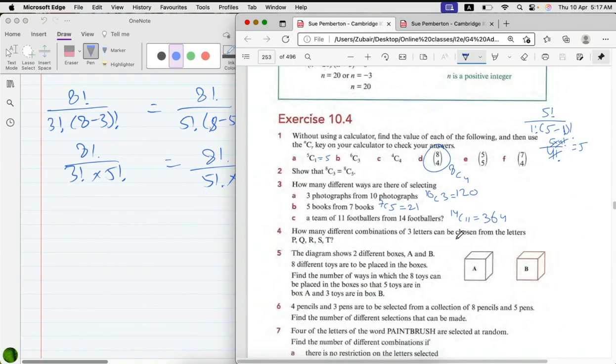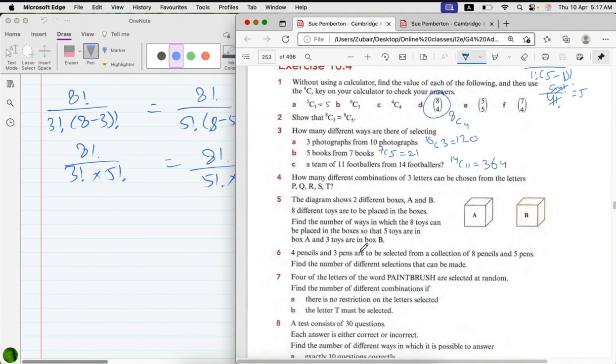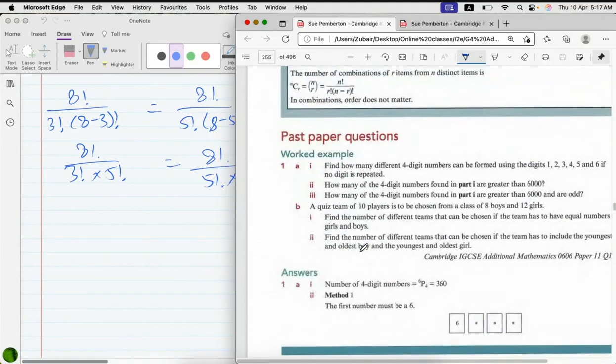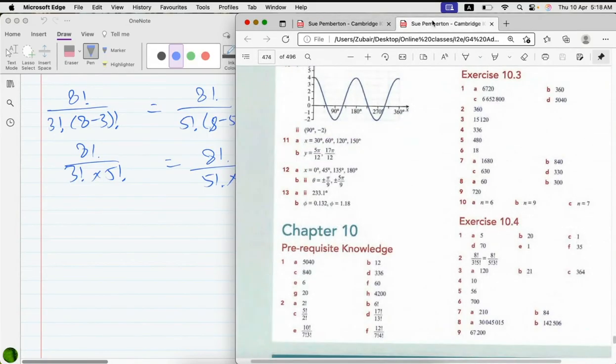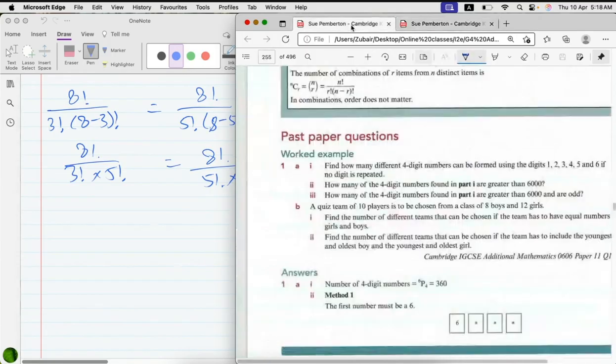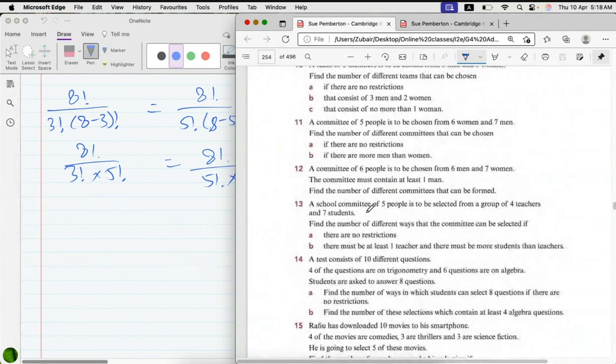Try question number 4. How many different combinations of 3 letters can be chosen from these? 5C3. And 5C3 is 10. Okay, now this is the last exercise. There's no subtopic.